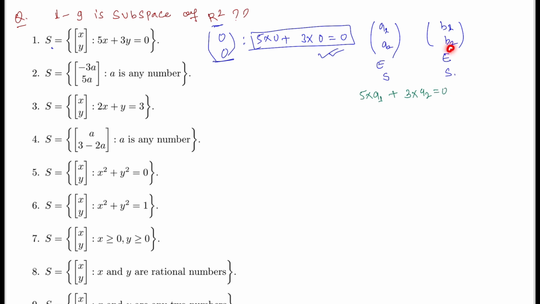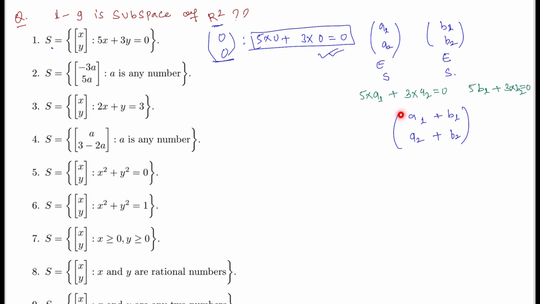And if this vector also belongs to this set S, then 5 times this first component and 3 times this second component, if you add up, you should get 0. Now since I have picked these two vectors from this set S, let me add these two vectors. And how do you do the addition of vectors? Component wise. You can simply add the respective components of the vectors and you will get this vector, right?